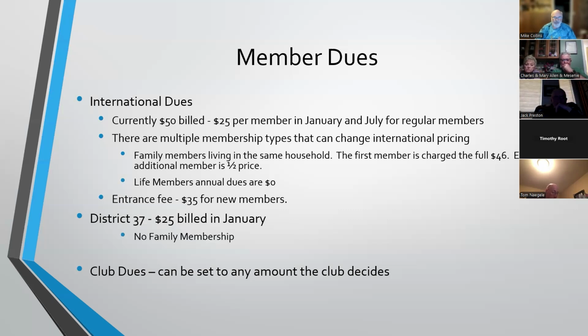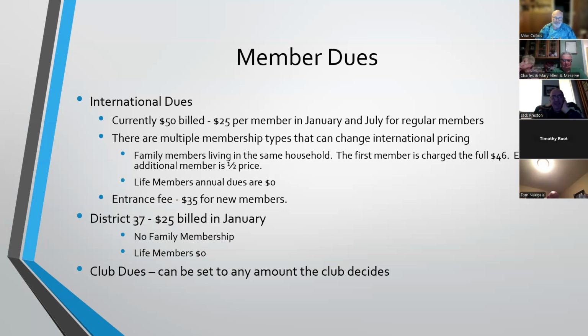There is no family membership under the district, so it's $25 per member. There is a life membership, and you don't have to pay for life members for the district either. You'll get an itemized bill for both of them with all the stuff listed, if you haven't done this before.